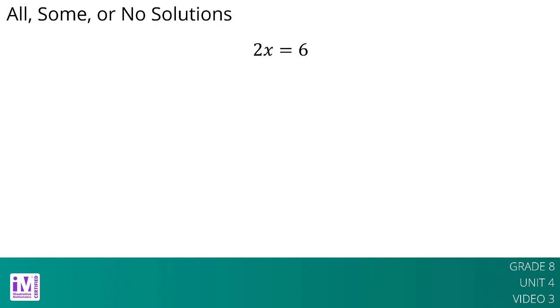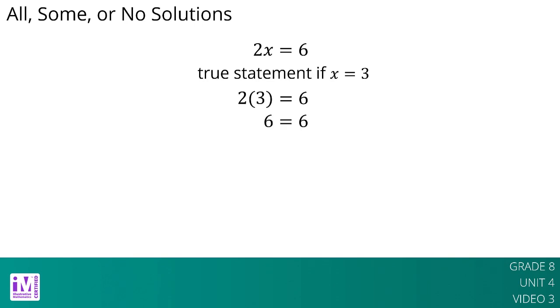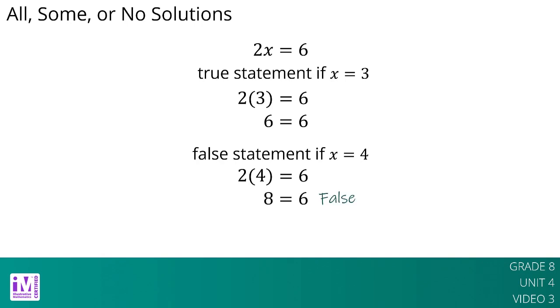An equation is a statement that two expressions have an equal value. The equation 2x = 6 is a true statement if x is 3, because 2 times 3 equals 6 is true. It is a false statement if x is 4, because 2 times 4 equals 6 is not true. The equation 2x = 6 has one and only one solution, because there is only one number, 3, that you can double to get 6.